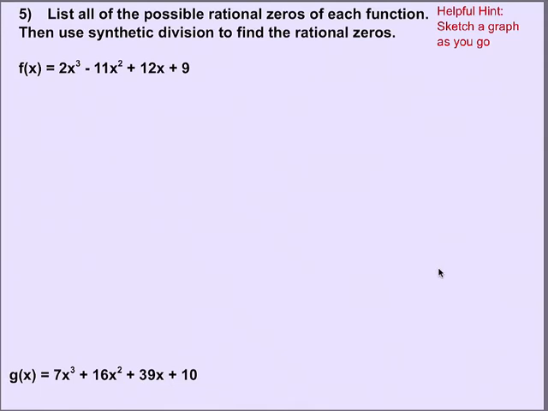So we are going to make a list of all the possible numerators, which are going to be all the possible factors of 9, which is 1, 3, and 9. And all the possible denominators are all the factors of 2, 1 or 2. And then we're going to make a list of all the possible combinations. Remember, the numerator comes from the constant, the denominator comes from the lead coefficient. So it could be 1/1, 3/1, 9/1, or 1/2, 3/2, or 9/2.